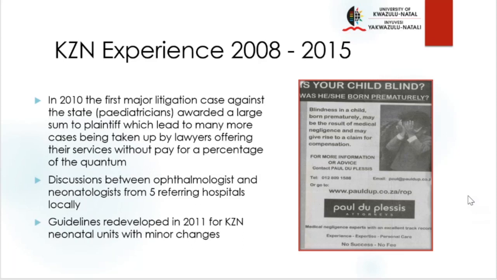And there was a lot of discussion in our province between the neonatologists and ophthalmologists, and we drew up some guidelines for our own province in 2011. And subsequently, the numbers of RoP, treatable RoP, has decreased quite significantly. So where we in 2011 had an incidence of 7.8% treatable disease, it's now back to 3.5%, so more than halved the numbers.